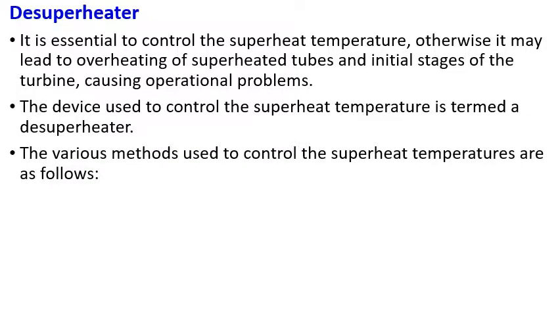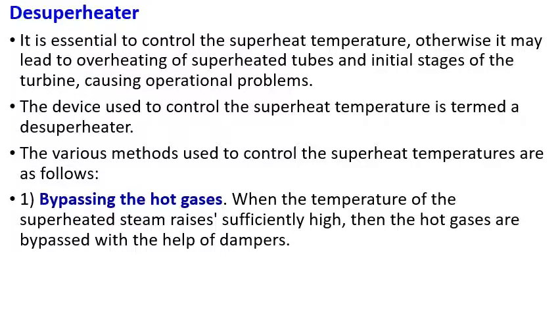Various methods are used. One is bypassing the hot gases. When the temperature of the superheated steam rises sufficiently high, the hot gases are bypassed with the help of a damper. The damper can be controlled by a computer system and operated on or off. In this way we can control the temperature.